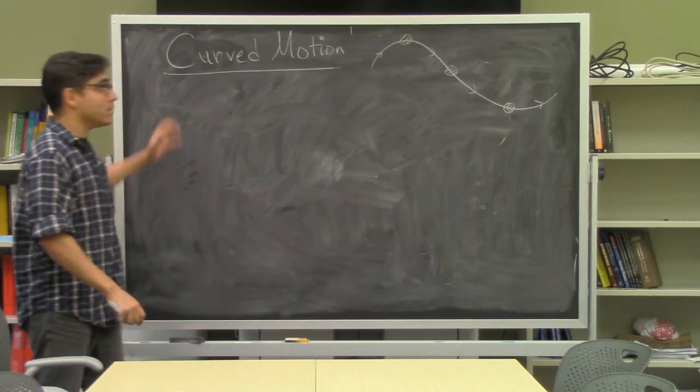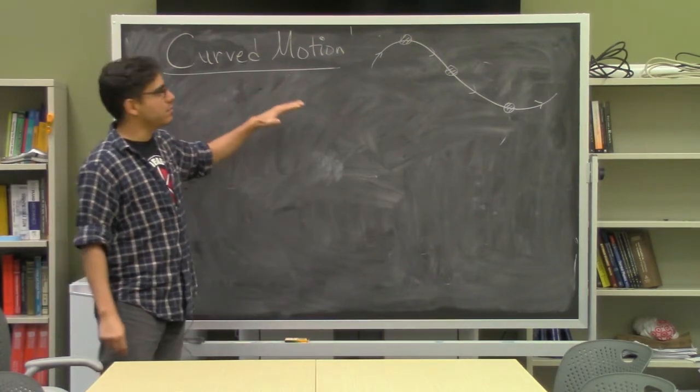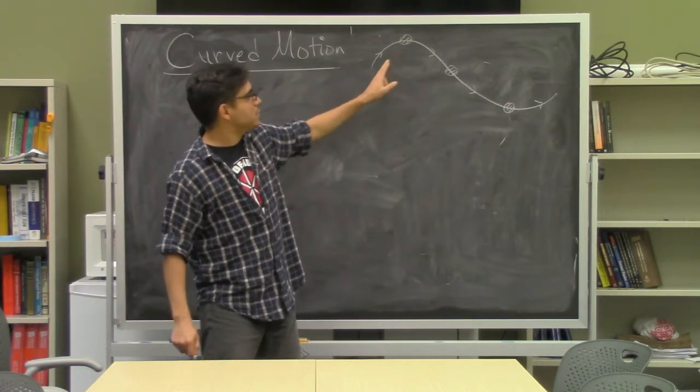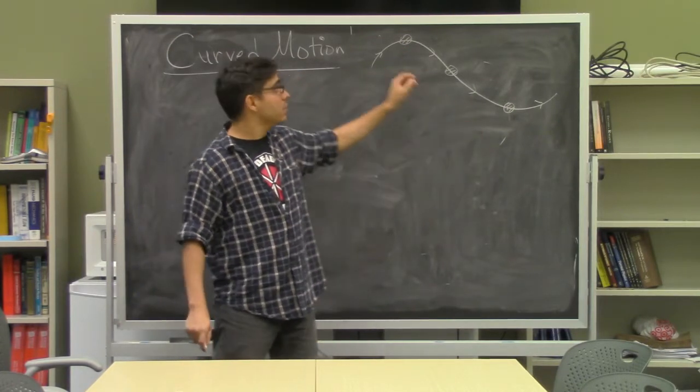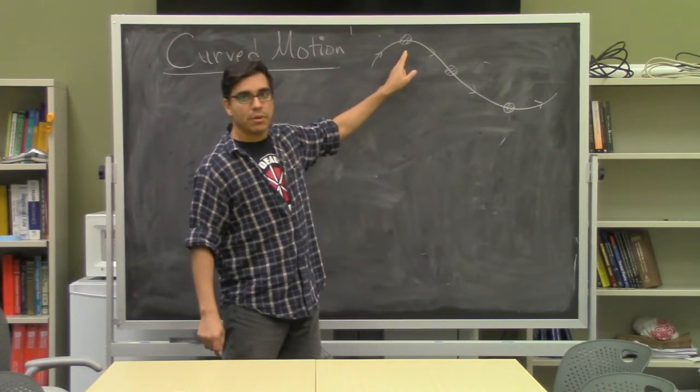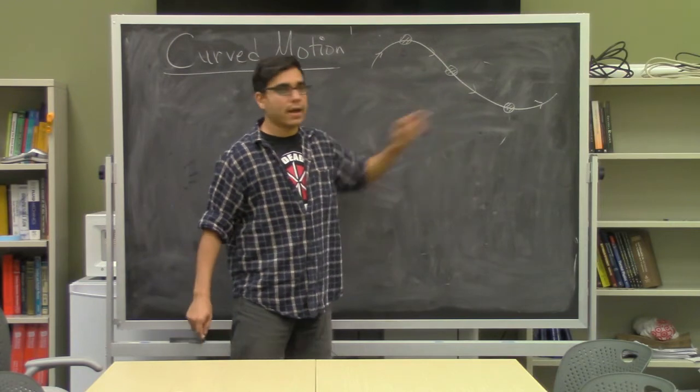All right, in this video we're going to talk a little bit about curved motion. So this is general motion along a trajectory. For example, you have an object that's moving along this path, and at different points in time you're considering what the change in momentum is and what the forces are that are acting on that object.